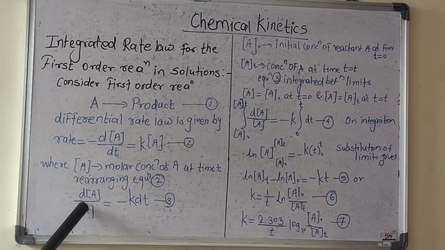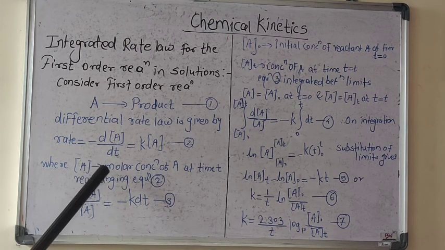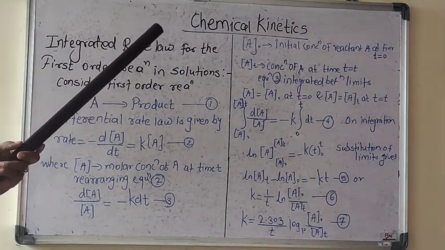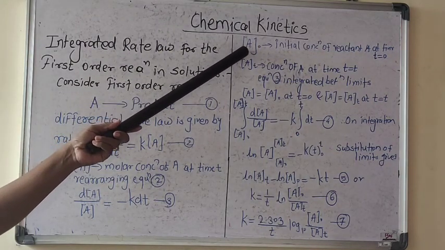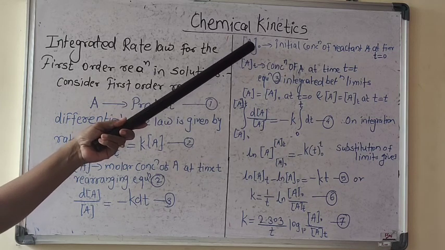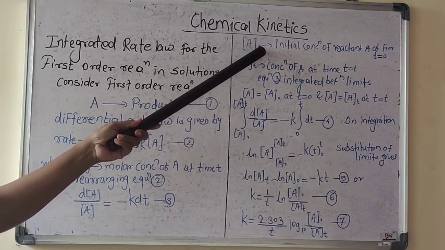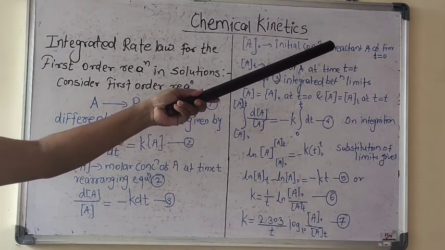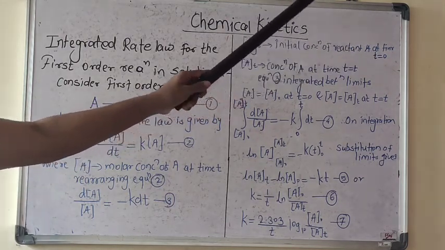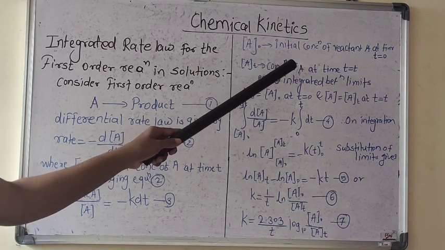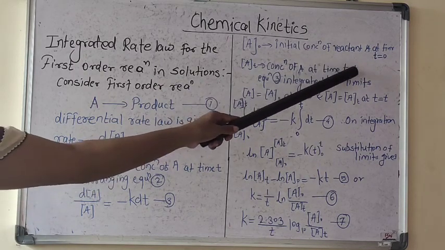Here the molar concentration, A in square bracket, is nothing but the molar concentration of A at time t. Let's consider the initial concentration. The initial concentration is given by A0, the molar concentration of A0, that is the initial concentration of reactant A at time t equal to 0. Then At is the concentration of A at time t, so t equal to t.